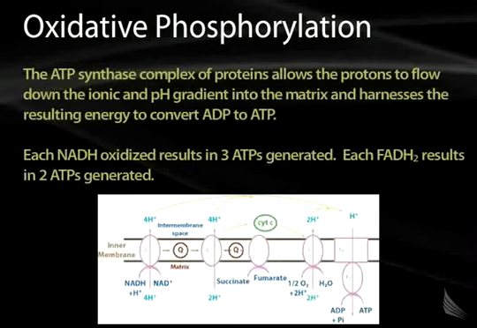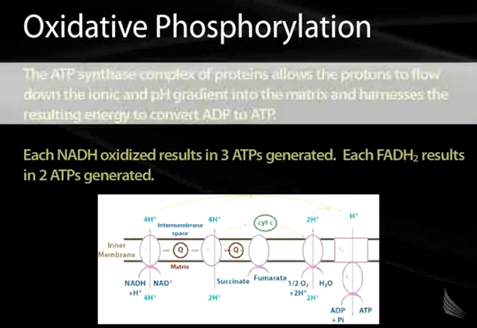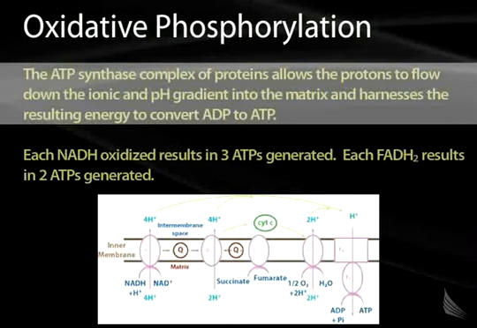Now, this potential energy generated by this electrochemical gradient is harnessed by a protein called the ATP synthase complex. The ATP synthase complex of proteins allows these protons to flow down the ionic and pH gradient into the mitochondrial matrix. And because it's flowing from an area of high concentration to low concentration, there's some energy which is produced by that transfer. That energy is harnessed by the ATP synthase complex and is used to convert ADP to ATP.